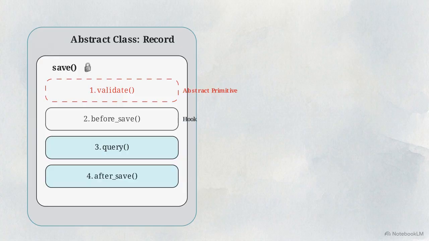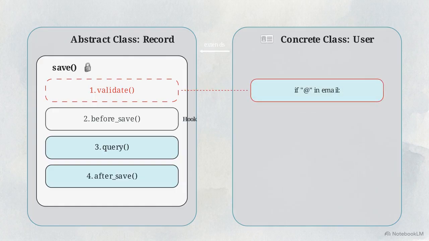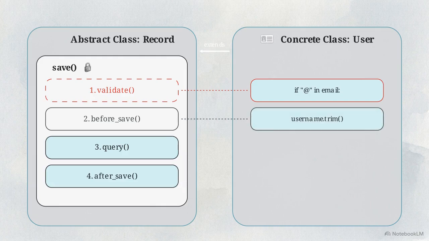Now we introduce the right pane, our concrete subclass, the User model. It inherits directly from the Record base class. The User class fills in the mandatory validation primitive, supplying a specific domain-level rule, like an email format check. It also opts into the before save hook, supplying a targeted data transformation, like stripping whitespace from a username. Notice that the subclass contains zero routing logic. It dictates what happens, but is stripped of the authority to decide when it happens.